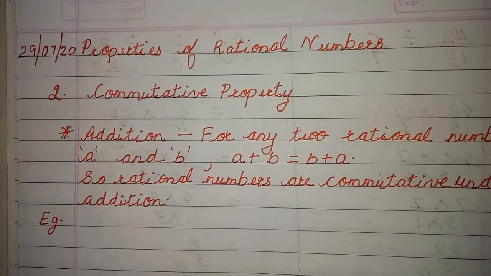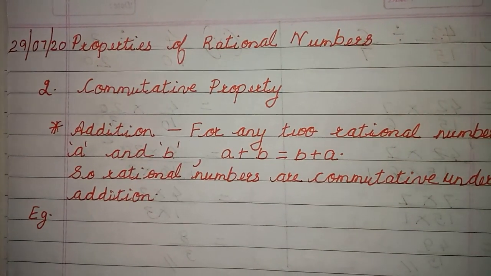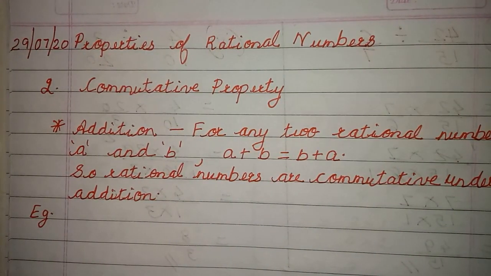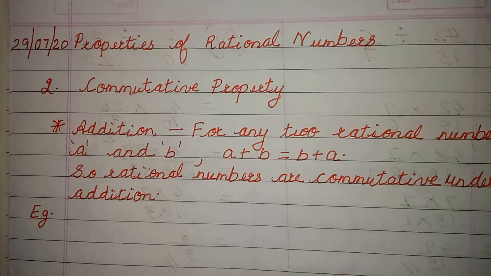Good morning, children. Today we are going to continue with the properties of rational numbers. In the last class we had studied closure property of rational numbers. That means two rational numbers, if you are adding, subtracting or multiplying, you will get rational numbers. That was closure property for rational numbers. And also we had seen that division of rational numbers does not satisfy closure property.